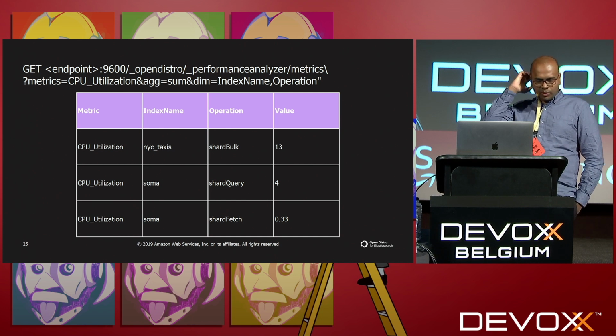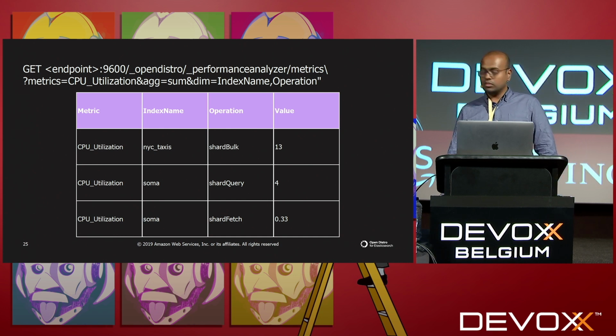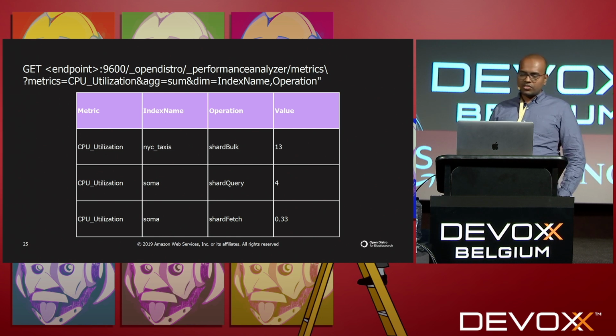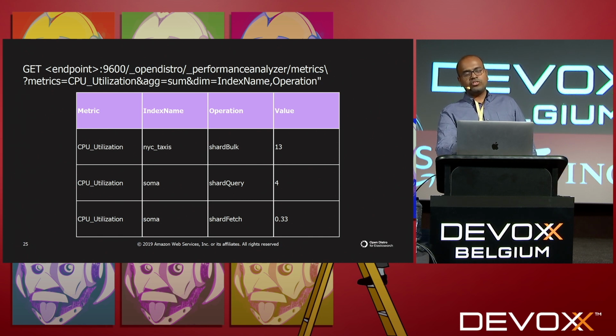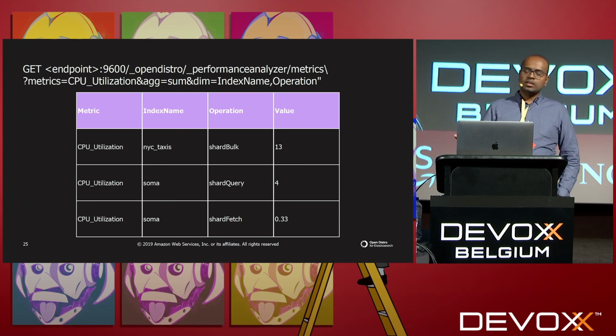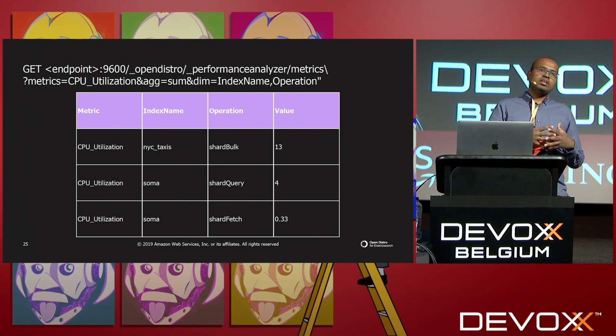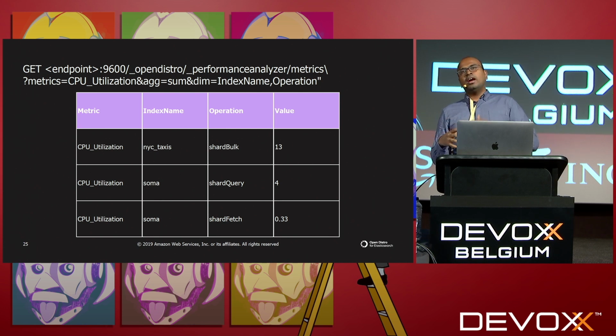This is what comes back as the result of a typical query. You can see CPU utilization for the index called NYC taxis, and the operation is shard bulk, which is the write operation, and it's using 13 cores in your system. You also have shard query and shard fetch, two different operations in Elasticsearch. Shard query is the actual operation which queries a particular node. Fetch runs on the coordinator node, and it's fetching all the data of the different queries that are run on all the data nodes.